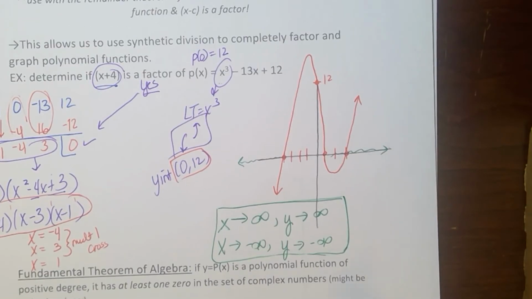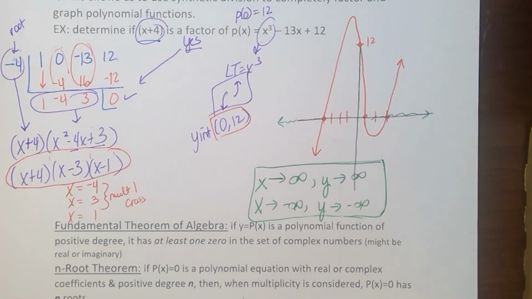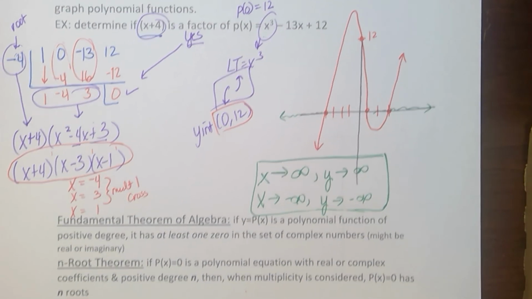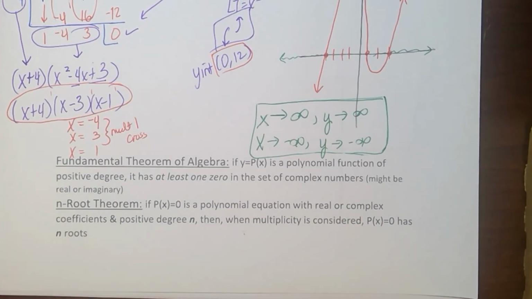Okay, our last couple of theorems for today. This unit has a ton of theorems. Fundamental theorem of algebra. If y equals p of x is a polynomial function of positive degree, it has at least one 0 in the set of complex numbers. That 0 might be real or imaginary. So if we have a polynomial function, we have at least one 0, but that 0 does not have to show up on the graph. It's basically what this is saying. Again, don't stress about memorizing the theorems. Just understand.